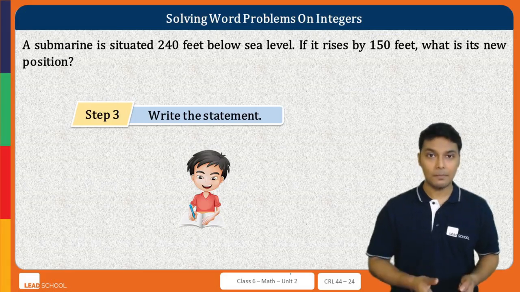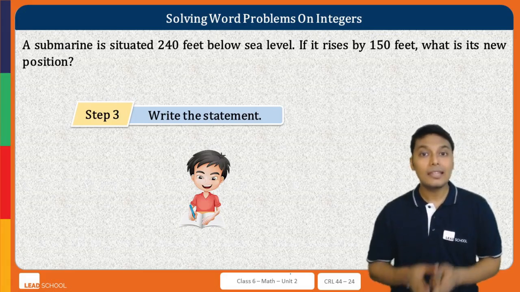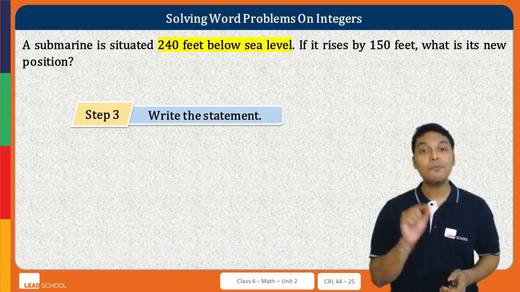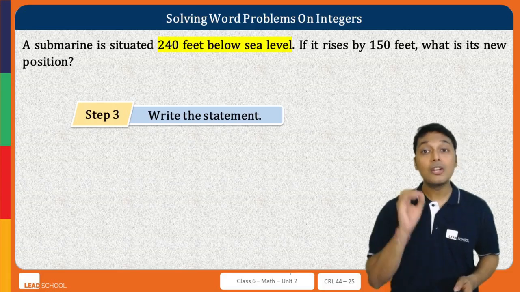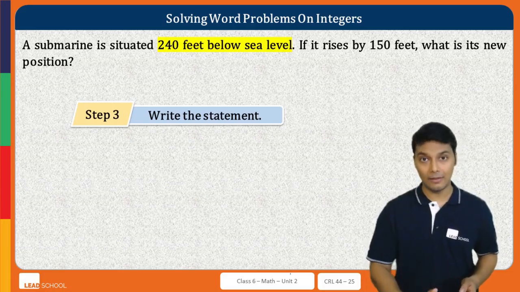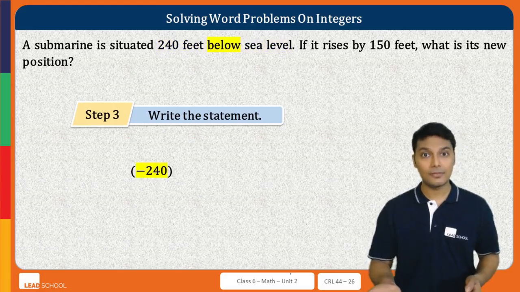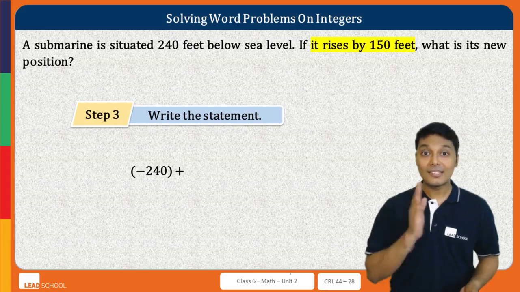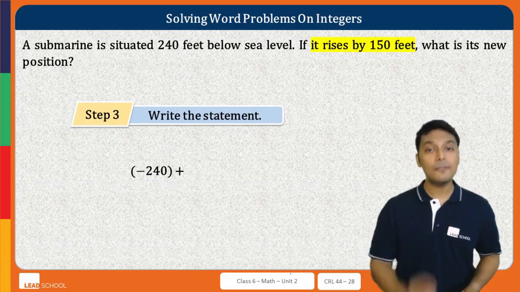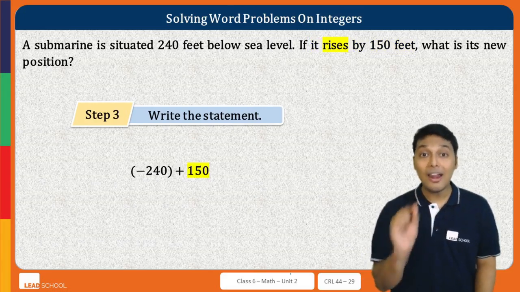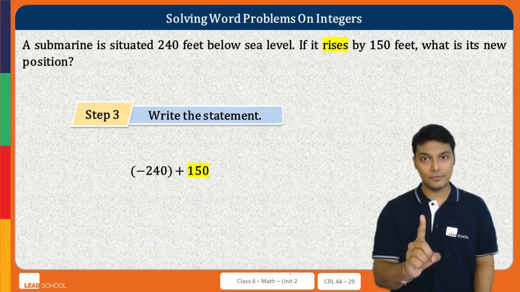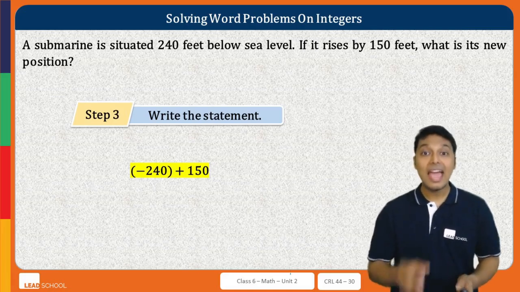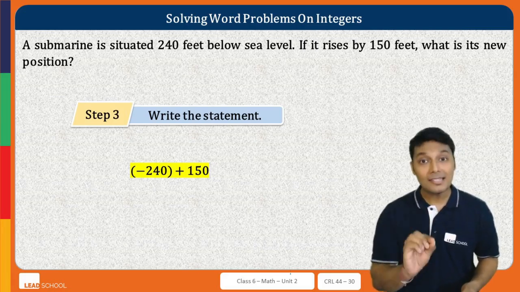Next comes the third step. Here, we will write the given situation as a mathematical statement. The initial position of the submarine was 240 feet below sea level, so it will be negative. The operator, as discussed, will be positive. The submarine rises by 150 feet, so 150 will be positive. Hence, the mathematical statement is -240 plus 150.